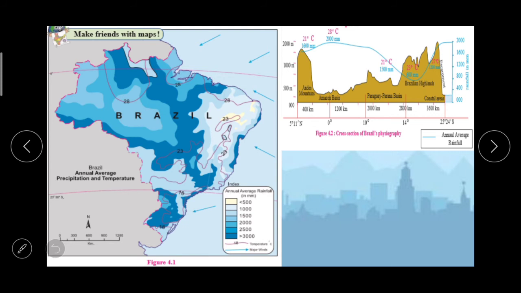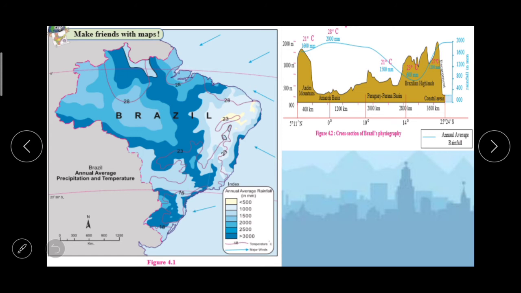I will just read these questions for you, and you try to find the answers by studying these two figures. The first question: considering the isotherms of Brazil, what is the average range of temperature in Brazil? In which area does it rain more? From which directions are winds flowing towards Brazil? What could be the reason behind that, and what could be the obstruction in the way of these winds? Which type of rainfall will occur because of these winds?